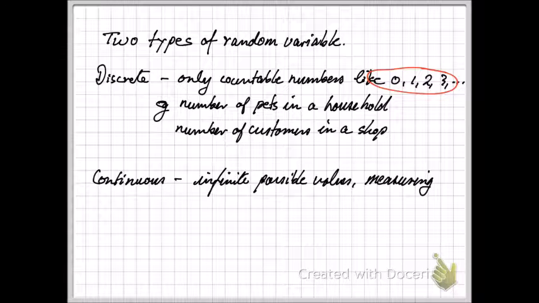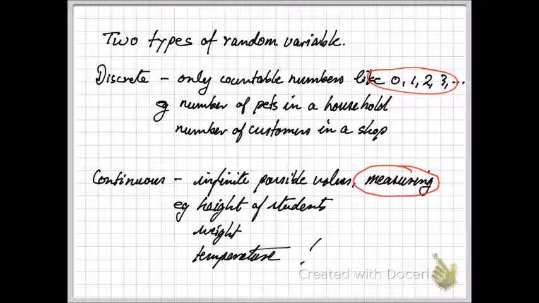Alright, continuous random variables can have infinite values, and that's because you're measuring something. And it could be, for example, the height of students. Also, it could be weight, temperature, all of those things that can have an infinite amount of values. They're continuous. And so discrete, you generally know if it's a discrete random variable because you'll be counting something, and a continuous random variable you'll know because you'll be measuring something.